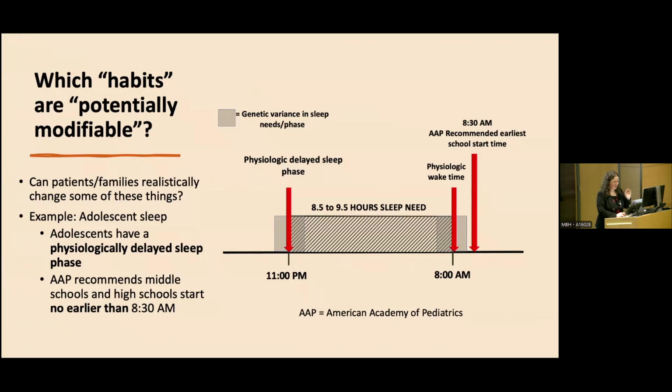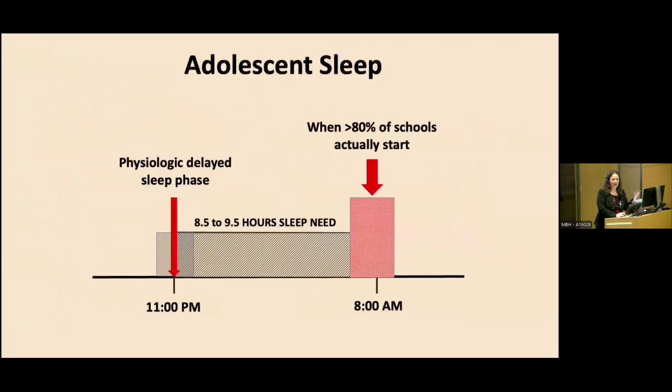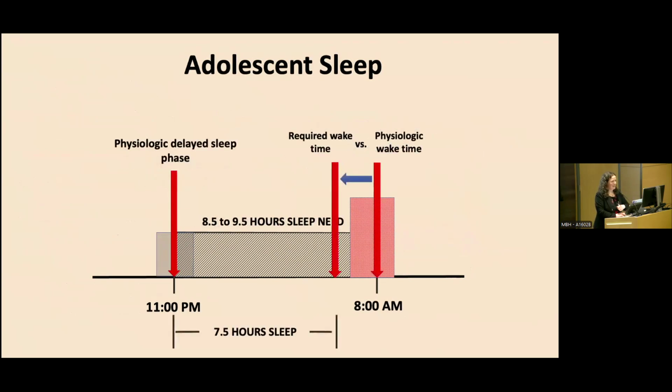They have a physiologic, normal delay in sleep phase, and they need at least 8 hours, often more, of sleep per night. So, from a physiologic standpoint, they ideally are not waking up before 8 a.m. So, the American Academy of Pediatrics recommends that all middle schools and high schools begin no earlier than 8:30 a.m. to reflect the physiology of adolescents. However, the majority of middle schools and high schools begin earlier than 8:30 a.m. for a number of reasons that have nothing to do with adolescent physiology. And so that means that we are shifting kids from their physiologic wake time to a required wake time and often truncating their total night of sleep.